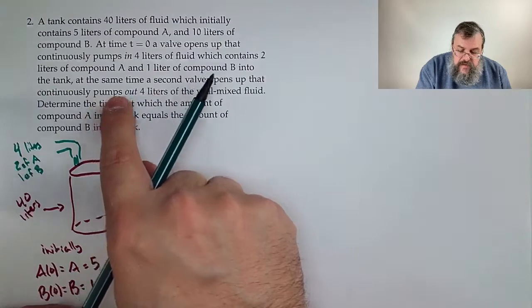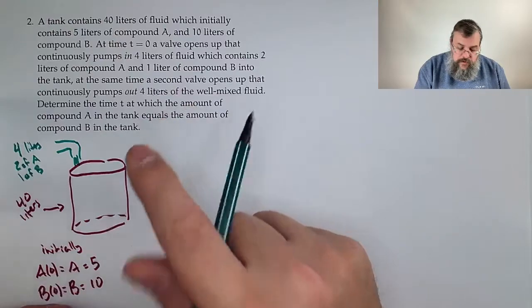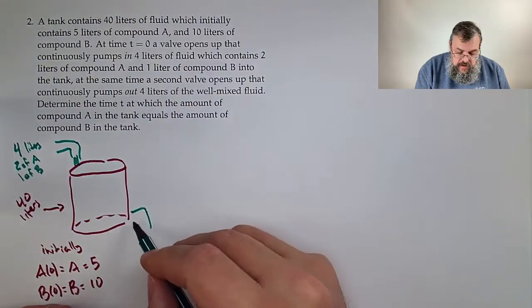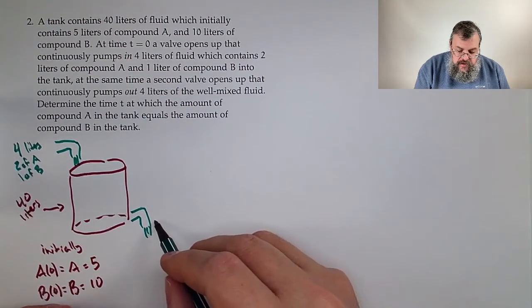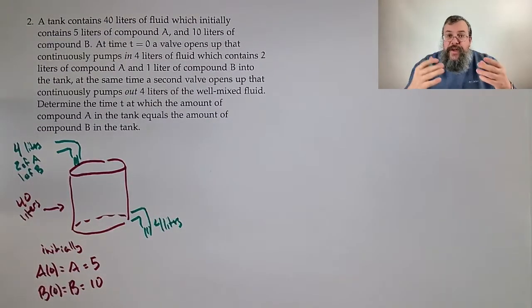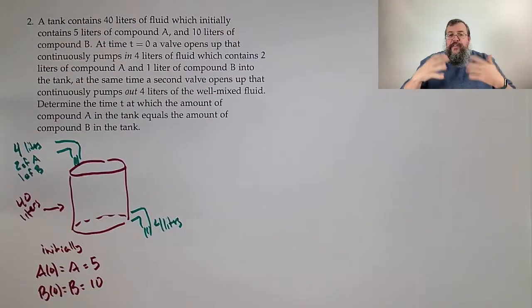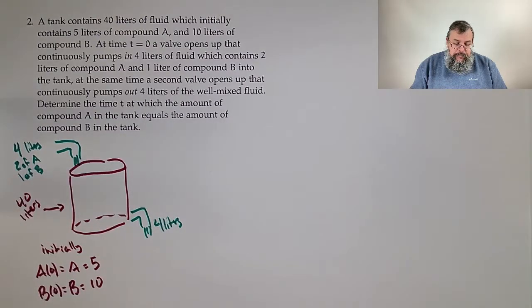Now, at the same time, a second valve opens up that continuously pumps out 4 liters. So here's our 4 liters coming out, and everything's been well mixed. So how much of A pumps out? Well, it depends on how much of A is in the tank. It's the proportional amount of A that gets pumped out. Now, the question: determine the time t at which the amount of compound A in the tank equals the amount of compound B in the tank.